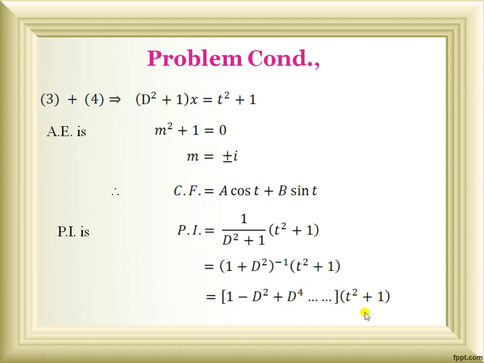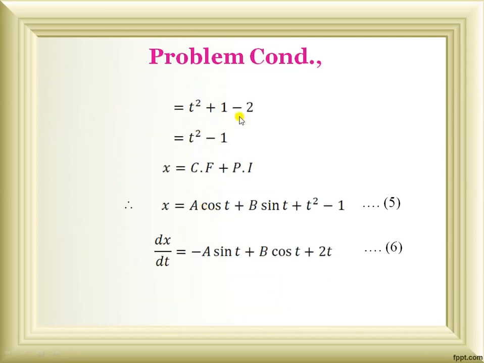Now I am multiplying this t square plus 1 into this particular term. 1 into t square plus 1 is t square plus 1, minus D square of t square plus 1. D of t square plus 1 is 2t and D square of t square plus 1 is 2. After this, D cube, D4 values are all 0, so D power 4 of this particular one is 0. I will get 1 into t square plus 1, and D square of t square plus 1 is 2. After simplifying this, I will get the final answer for P.I. is equal to t square minus 1.